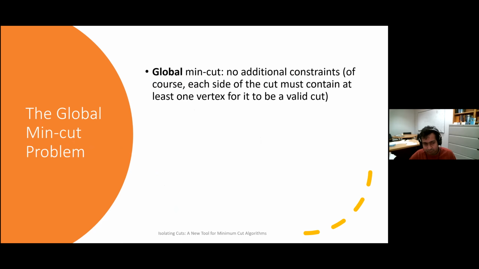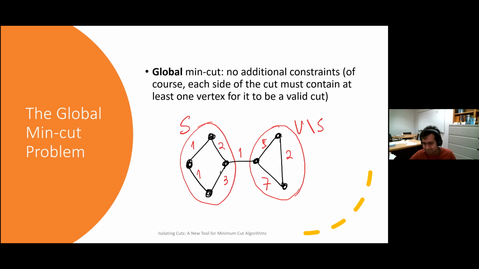So what are the minimum cut problems that we are typically interested in? The first and perhaps simplest is what's known as global minimum cut. This is the problem that's unconstrained. So it's just asking for the minimum weight cut among all the cuts. And this is the example from the previous slide. This is indeed the global minimum cut of the graph, the edge of weight 1, because every other cut, in fact, has a higher weight.